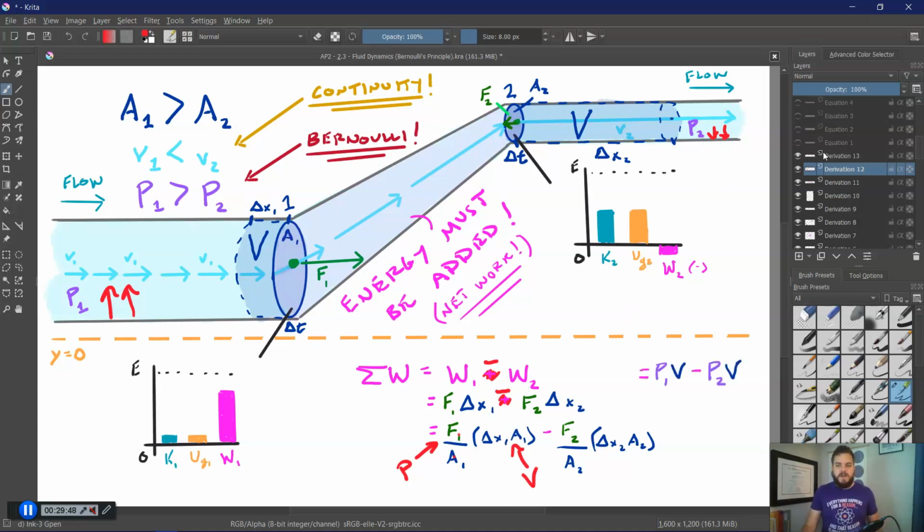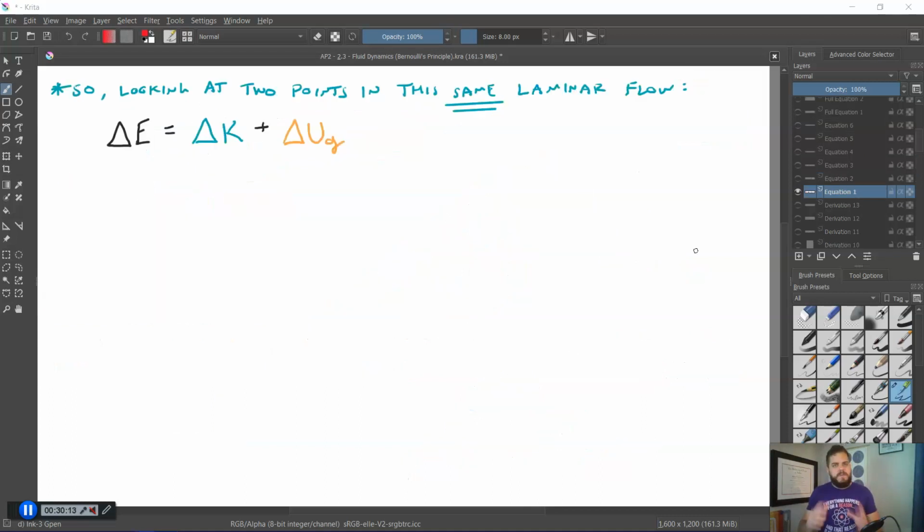So what I've done is made this a little cleaner: I have P1, the pressure at 1, times the volume, minus the pressure at 2 times the volume, keeping in mind that these volumes are actually the same size. So let's say we're comparing one point at the wider pipe and one point at the narrower pipe.